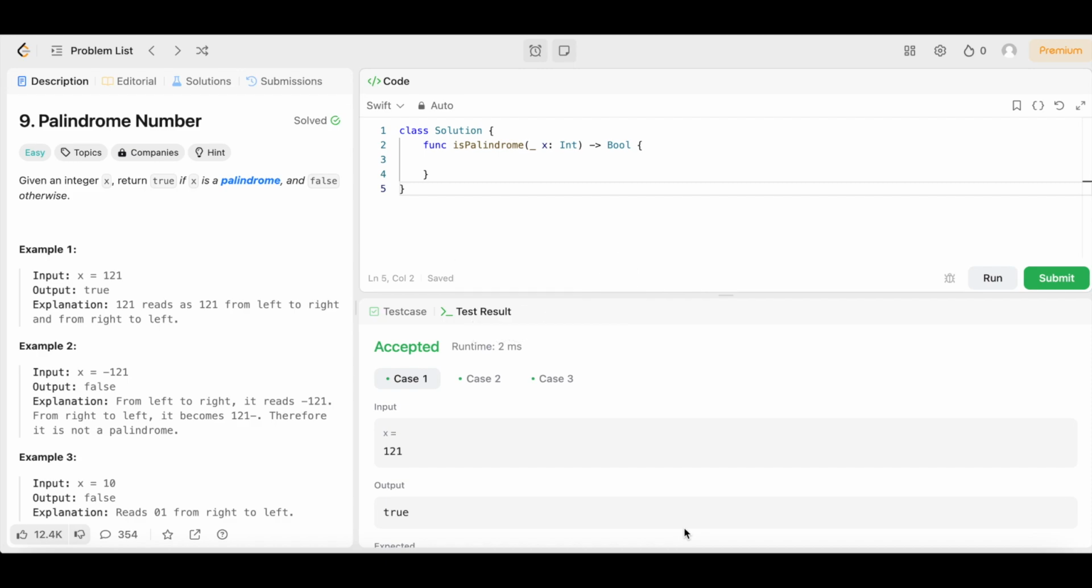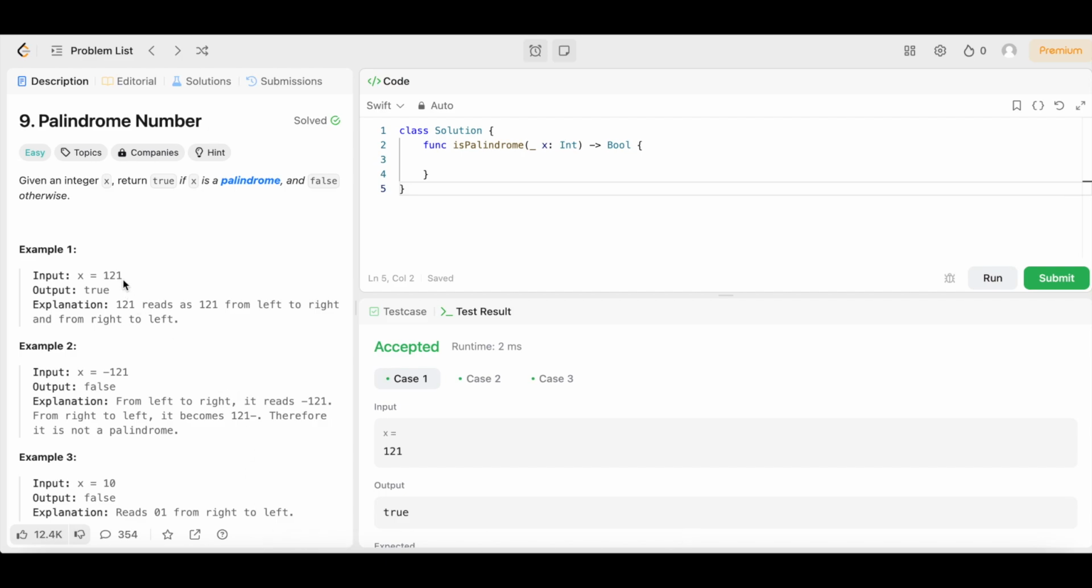Okay, so let's see what we have here today. We have question number 9, which is a palindrome number. For those of you who do not know what a palindrome number is, it is a number that is going to be read the same forwards as it is backwards. So let's look at the example.